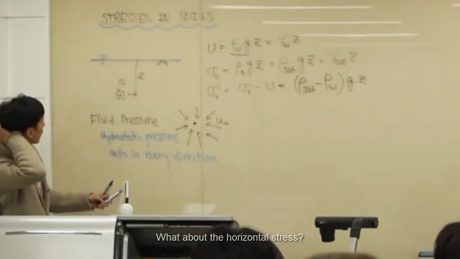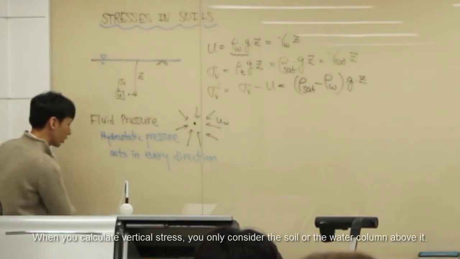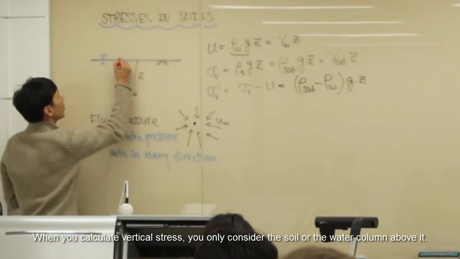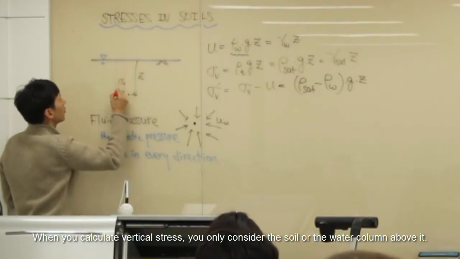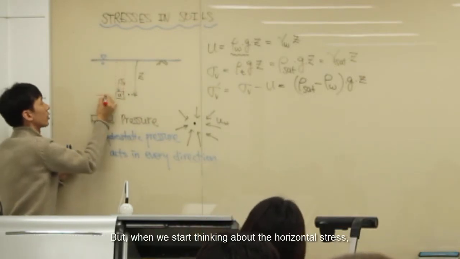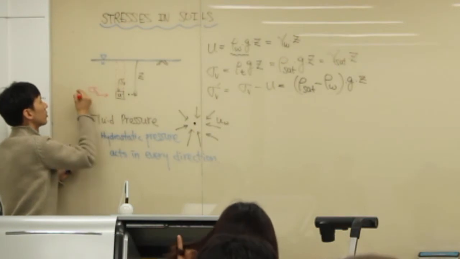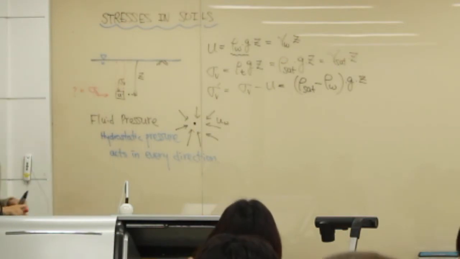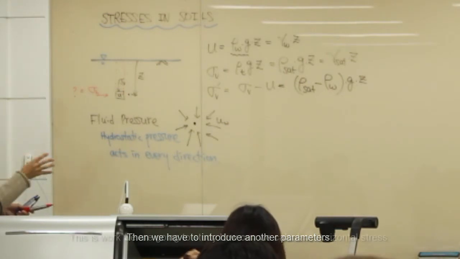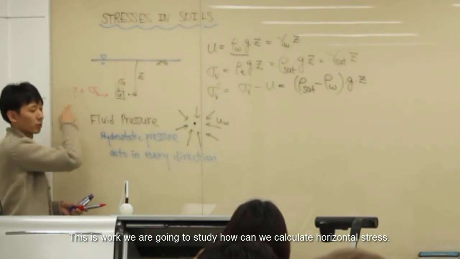What about the horizontal stress? We've been talking about only the vertical stress here. And when we calculate the vertical stress, we only consider the soil or the water column above it, right? But when we start thinking about the horizontal stress, then we have to introduce some parameters. So this is what we are going to study today: how to calculate the horizontal stress.